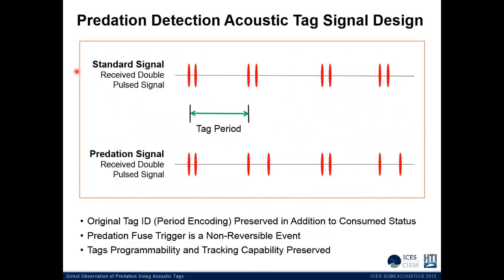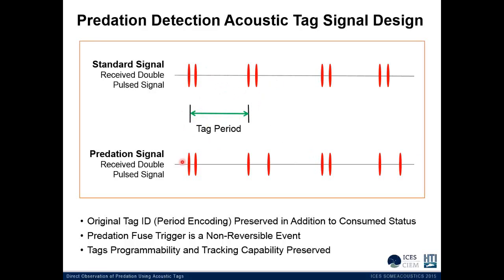This shows the signal design that we use for the normal tag and also the predation tag. In our normal tag, we transmit two pulses closely spaced, a double pulse pair as we call it, and the actual tag identification is encoded in the period between these pulse pairs. So by accurately measuring this time from the arrival of the first signal in the pair to the first signal in the next pair, we can determine the exact period, and from that determine the ID of that particular tag.